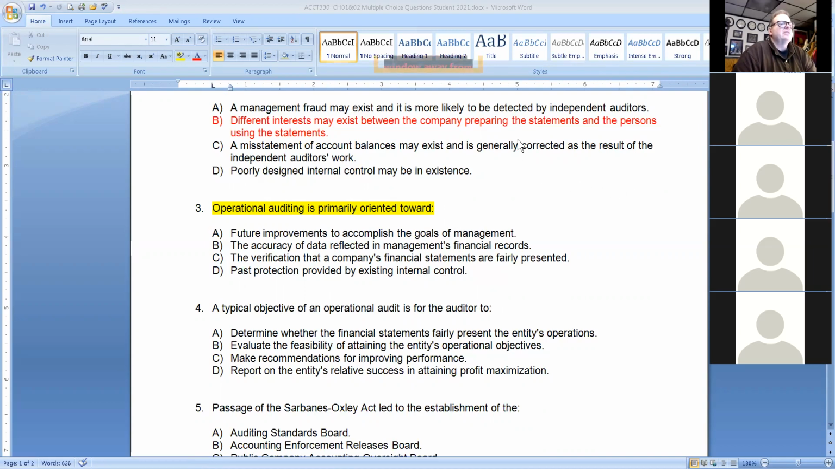Alexis, yes. We are looking for future improvements. An operational audit is one where you actually look for ways to improve the operation, either effectiveness or efficiency. So either do something better or do something more efficient.